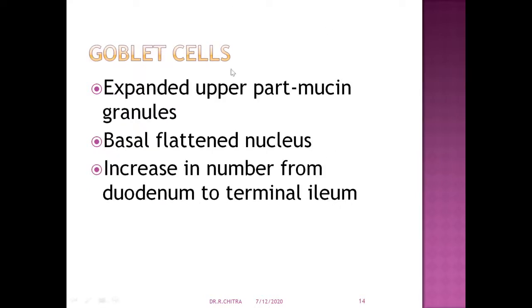Goblet cells, it will be the expanded upper part filled with the mucin granules. So usually the typical shape of the goblet cells explained in the standard textbook says peg shape. So it contains expanded upper part and stem-like narrow part. So the nucleus is basal and flattened. So as I told already, they increase in number from the duodenum to the terminal ileum, and even in the large intestine, they will be more increased in number.